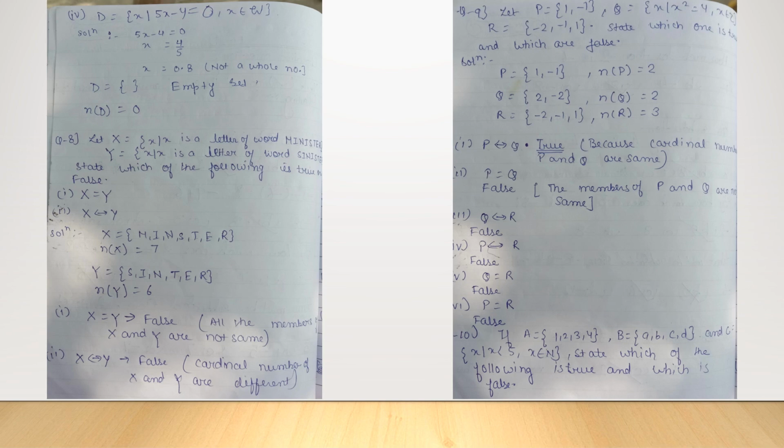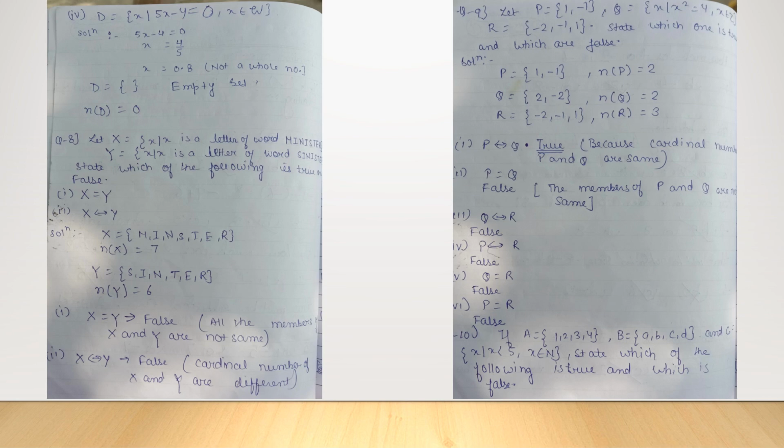Fourth part, D is equal to {x such that 5x minus 4 is equal to 0 and x belongs to whole number}. So we'll solve the equation at first. 5x minus 4 is equal to 0. x is equal to 4 upon 5. So we get x is equal to 0.8. 0.8 is not a whole number. So x here does not contain any value. So D is an empty set. n of D is equal to 0.